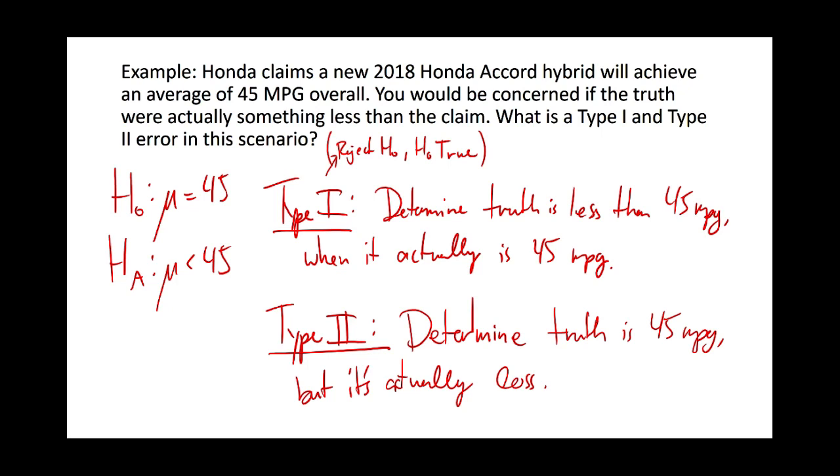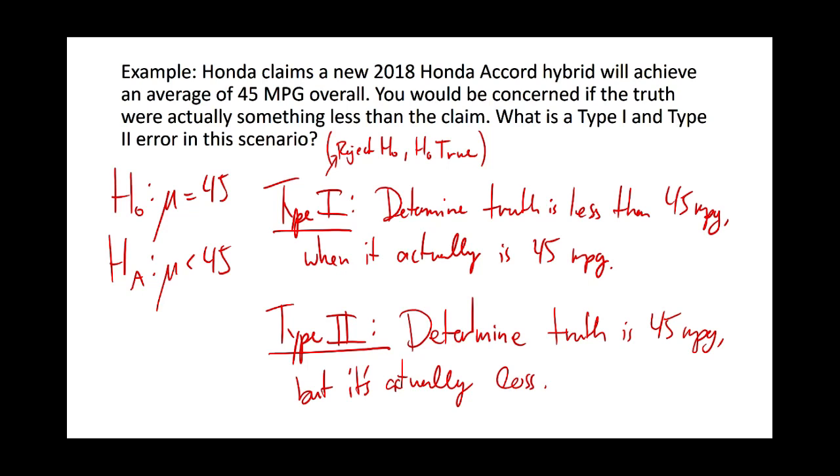Because even if you decide that it's 45 miles per gallon, but it's actually less, then you might say, well, okay, I could always go back and take more samples if I had to, if they could come back and argue with me. But this one, or sorry, they would say this is better and this is worse, right?